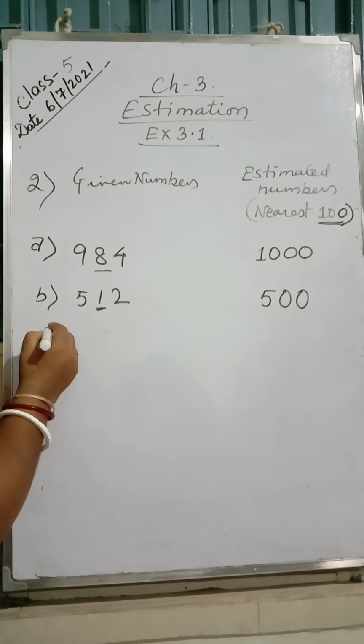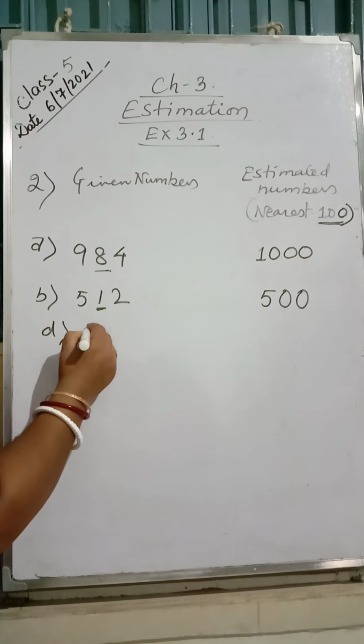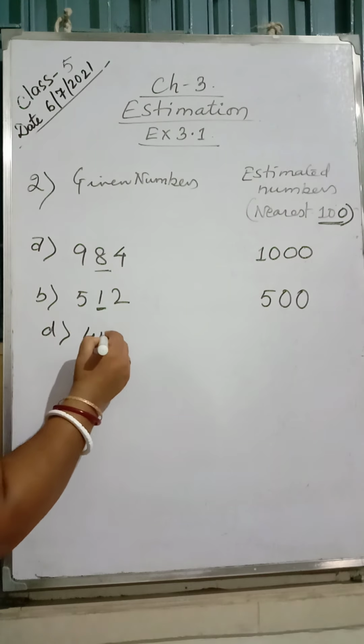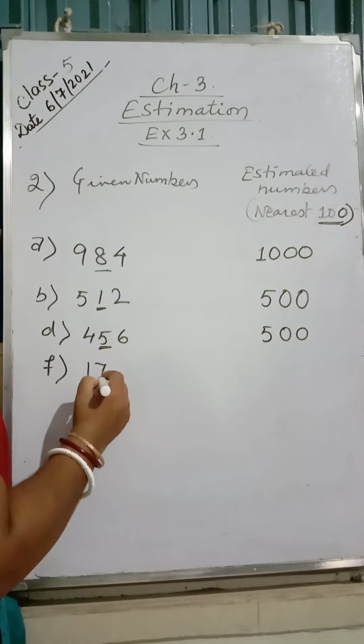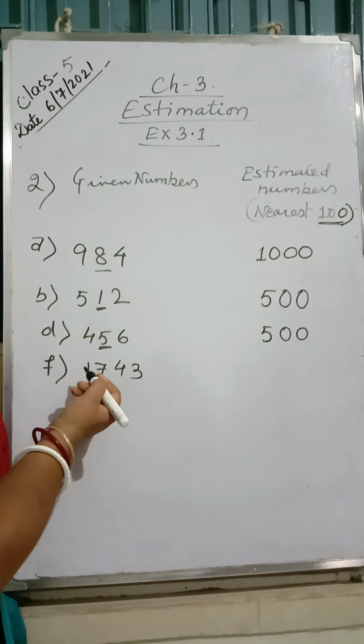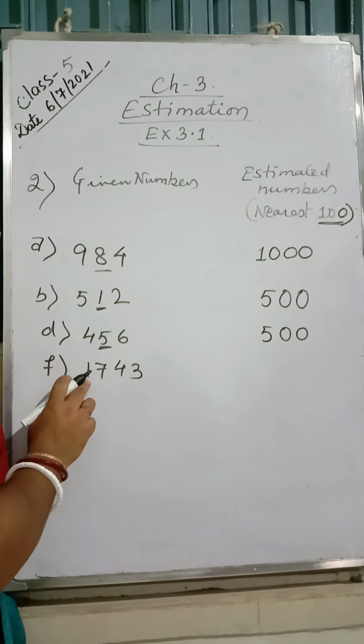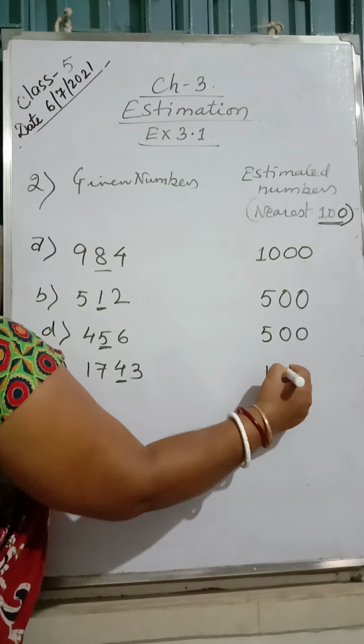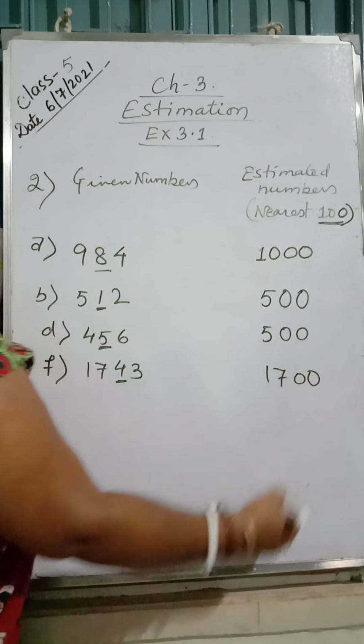Look at number D, 456. So this is 5. So 4 will turn into 4 plus 1, 5. Then 00. And look at number F, 1743. It doesn't matter if the number consists of a thousands digit. We have to see the digit at tens place. It is less than 5. So 17 will remain as it is. Then 2 zeros.